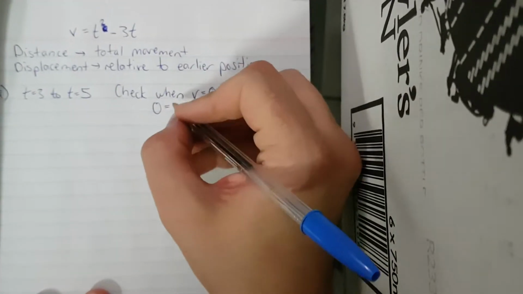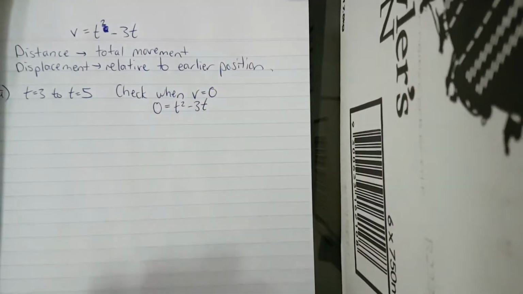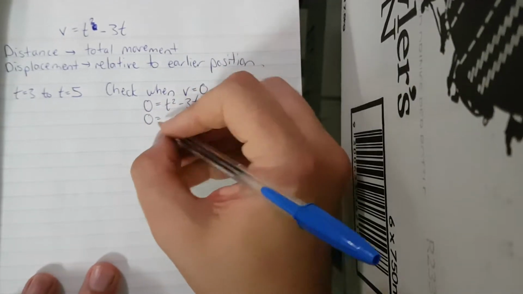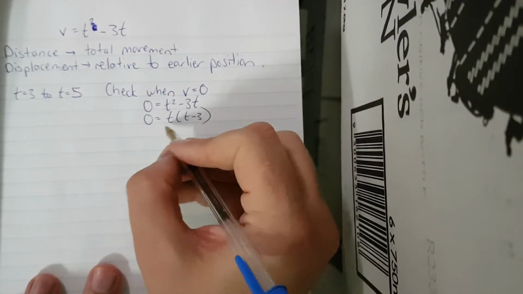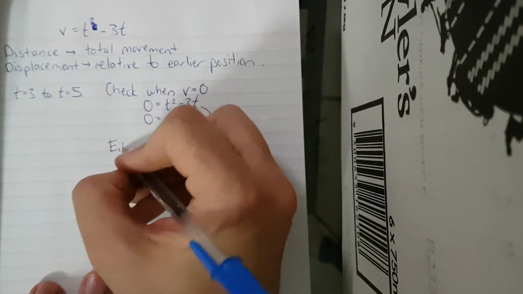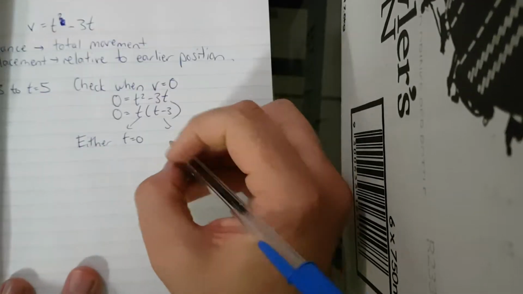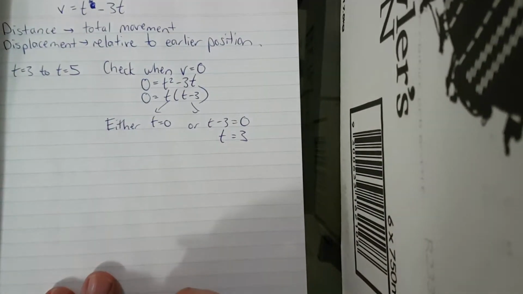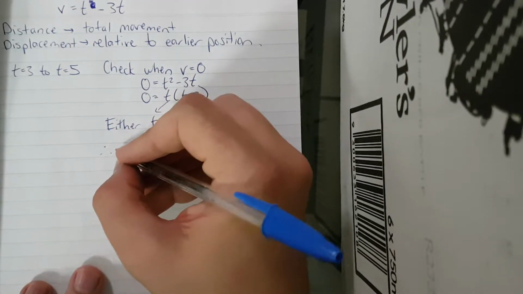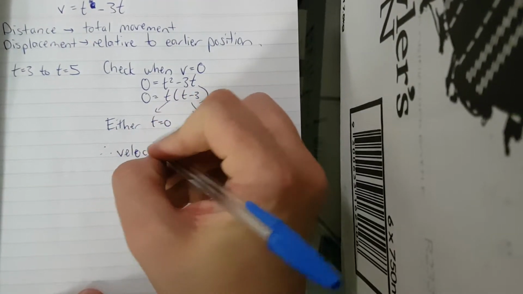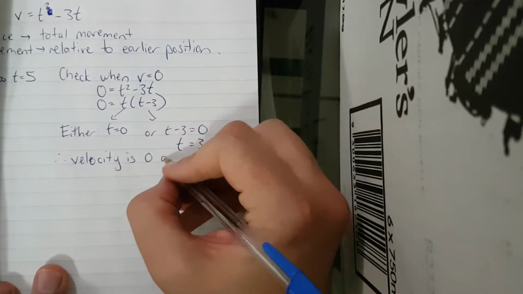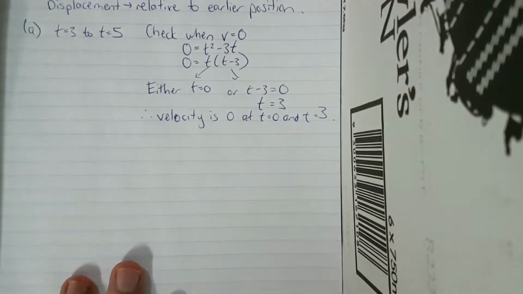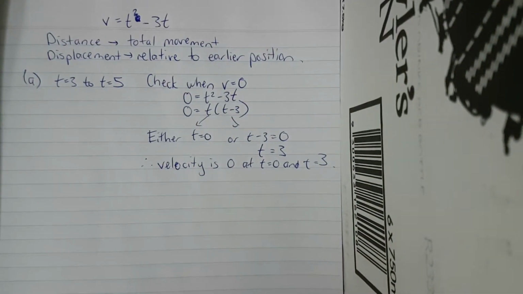So we set 0 to be our formula, t squared take 3t. Thankfully this is a relatively easy one to factorise. It's got a t in common. So it's going to be t take 3, meaning that either the t itself equals 0, or t take away 3 equals 0, meaning t equals 3. So, therefore, velocity is 0 at t equals 0 and t equals 3. This is critical for properly answering the questions that we're about to face.